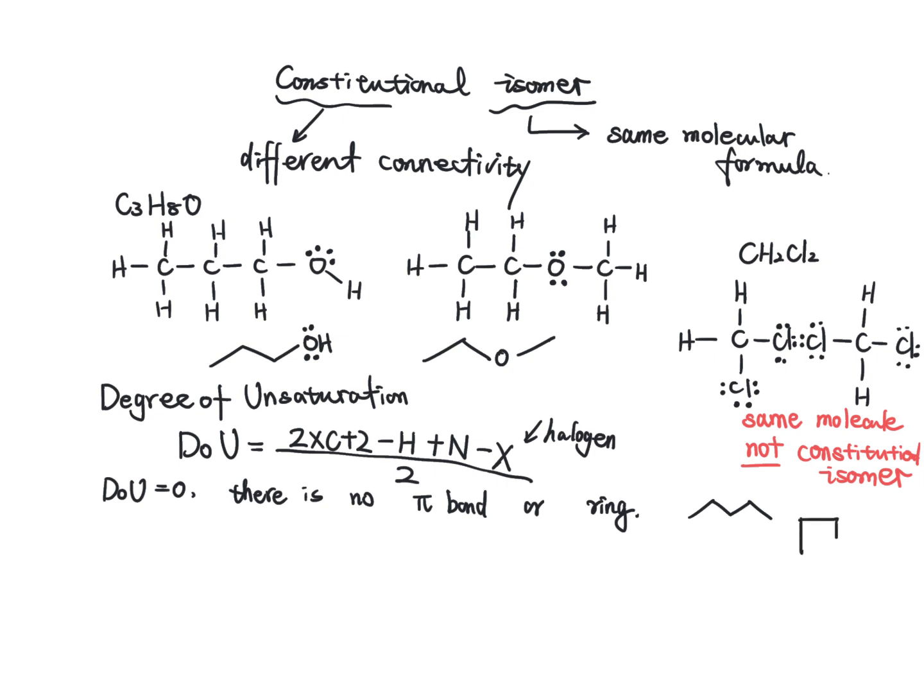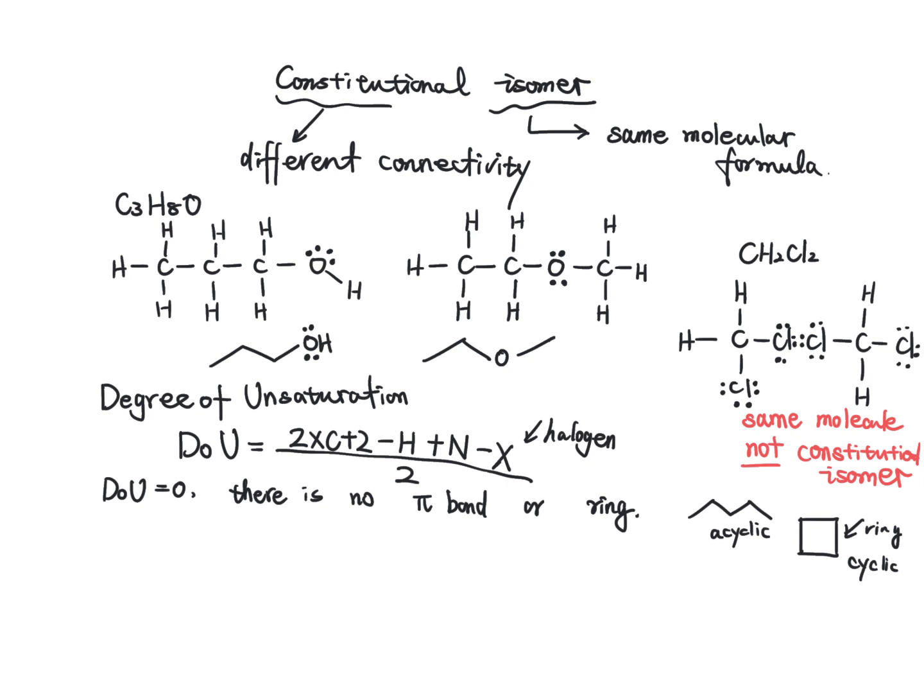A ring is basically a cyclic structure. For example, if we connect 4 carbons like this, this is a ring. This is cyclic. This is acyclic. So when the degree of unsaturation equals 0, you will not see anything like this ring inside your molecule. It always needs to be acyclic.